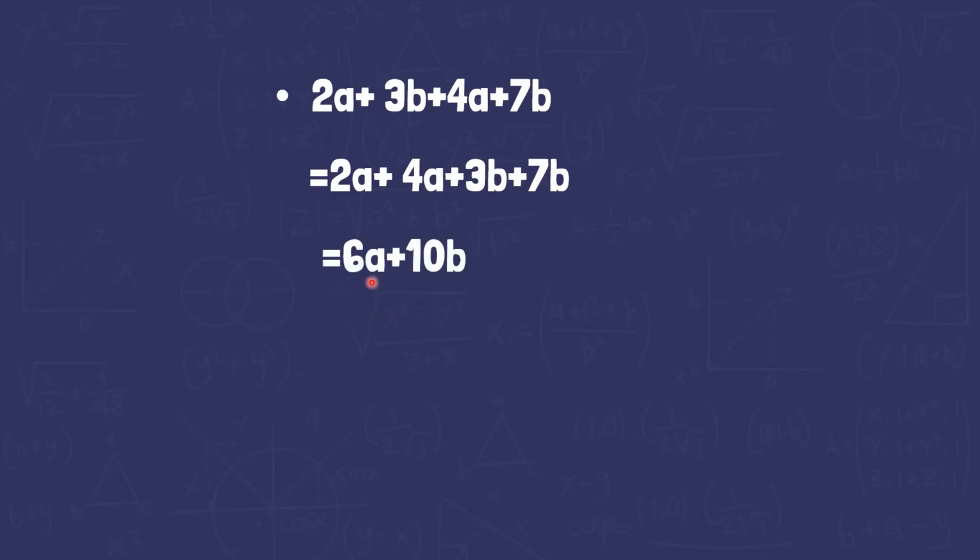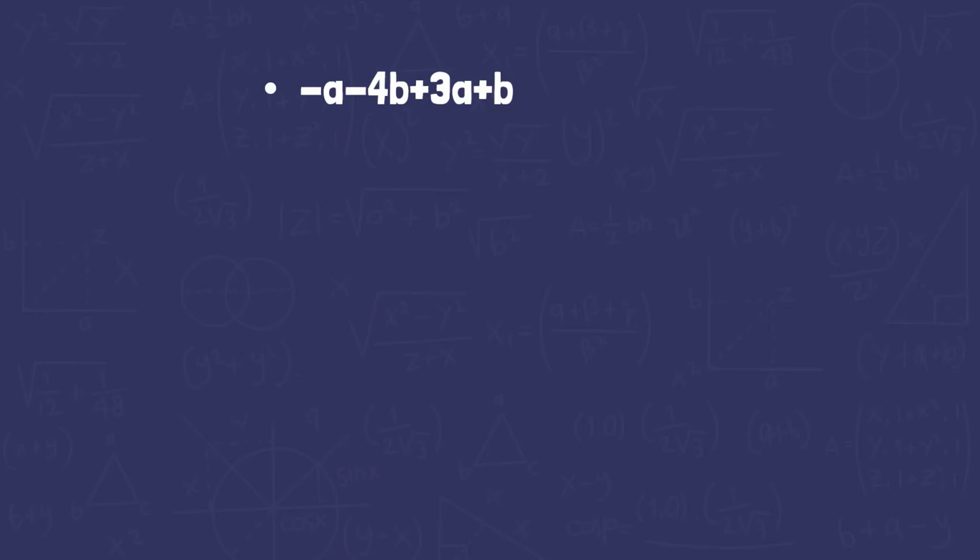Now these two are unlike terms and, as I said before, unlike terms cannot be added together, so this would be our final answer. We have another question: minus a minus 4b plus 3a plus b. Now our first step again is to put the like terms together. So we're going to put the a's together and the b's together. We put them together: minus a plus 3a, minus 4b plus b. Now we'll put the like terms together. The next step, we're going to be solving the like terms.